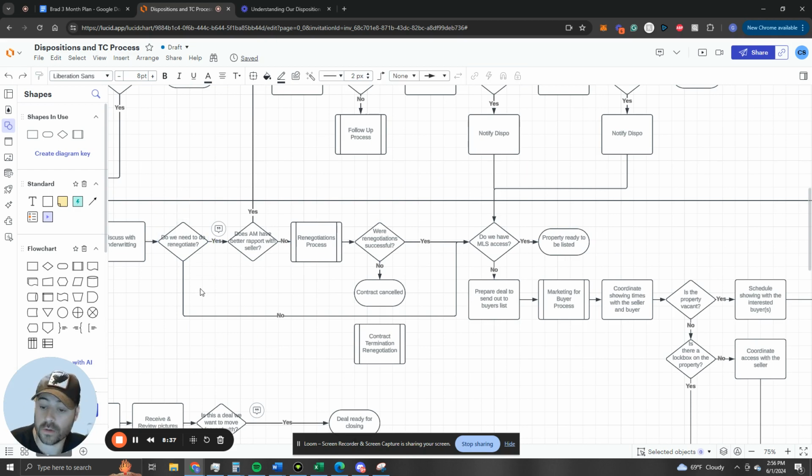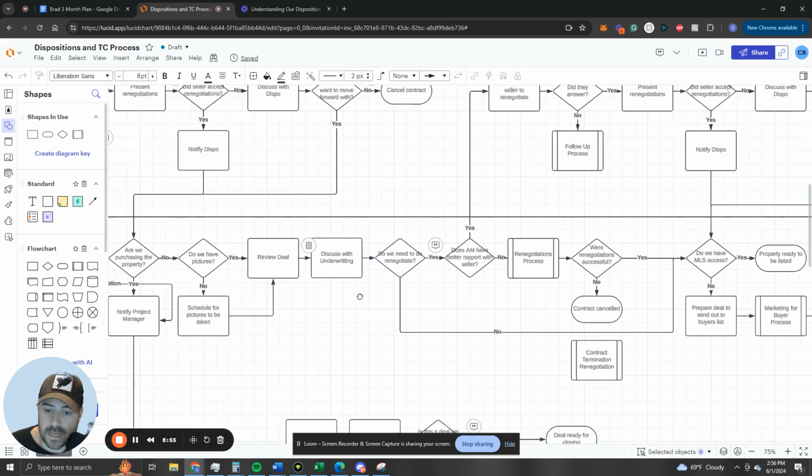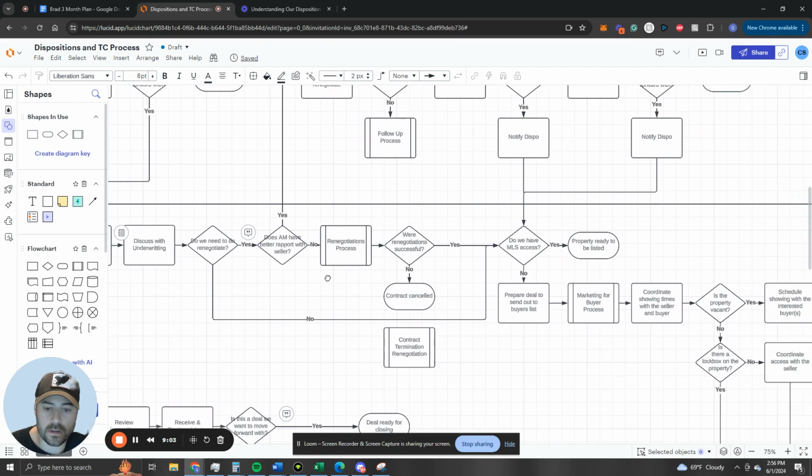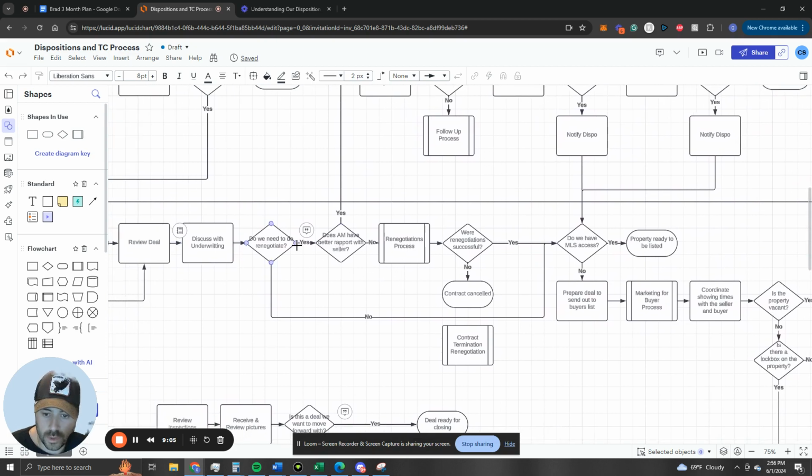If we don't need to renegotiate, in a picture perfect scenario, we get pictures back and we're not purchasing the property, but we're getting pictures back. And when I say purchase, I mean what's called a ferocity purchase, where we buy it with our money, fix it up a little bit and put it on the market, or just put it on the market. This is saying, back here when I was talking about it, are we just wholesaling it? And that's probably 95% of the time. 90% we'll wholesale it.